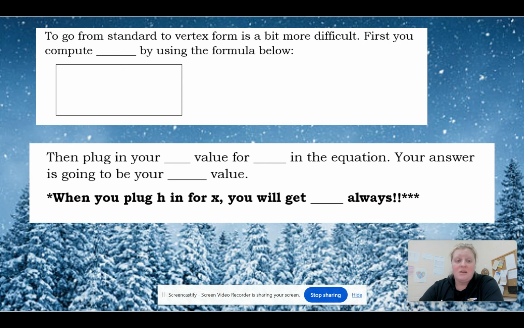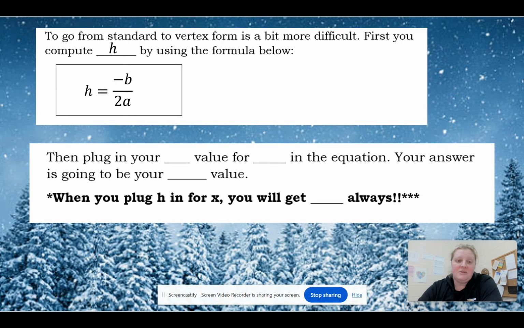The first thing you're going to need to do is compute your h value because you can't see it. Standard form uses the letters A, B, and C. There's no h and there's no k that are visible, so you have to compute them. And we do have a formula to get h. It's derived from using standard form and getting creative, but for right now, there's the formula. And you do not have to have it memorized, but it is negative b over 2a.